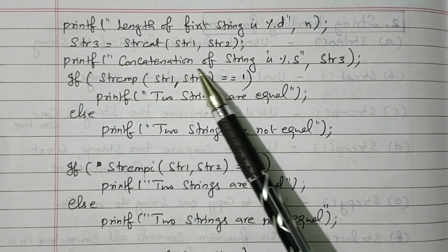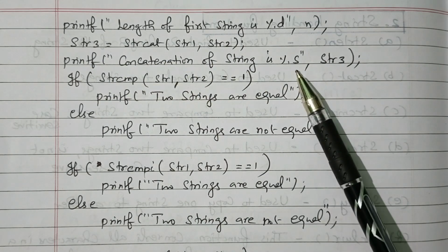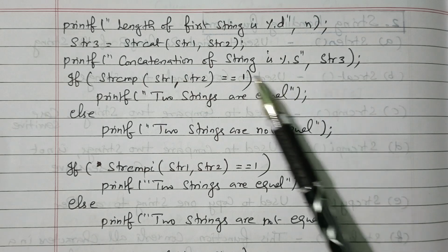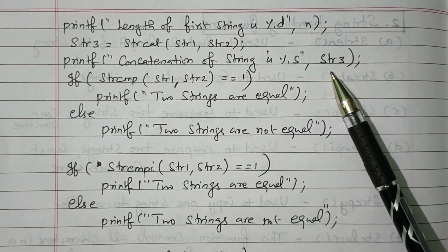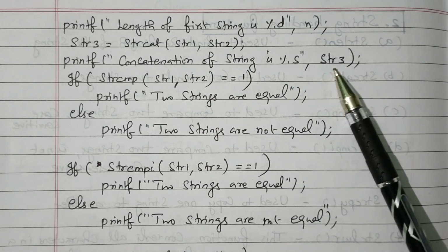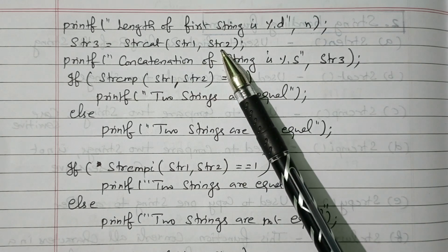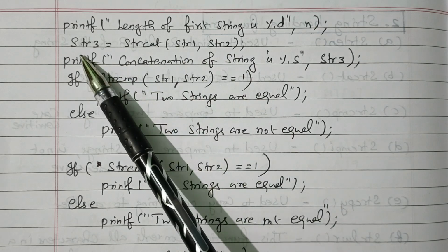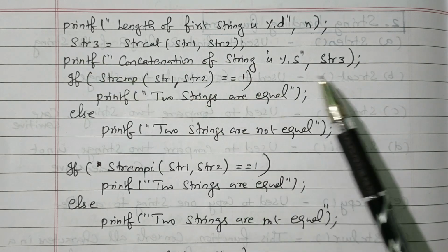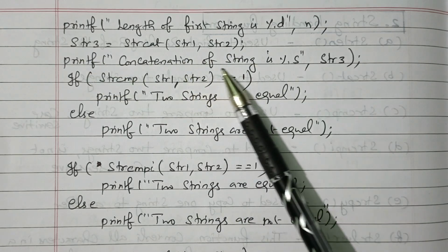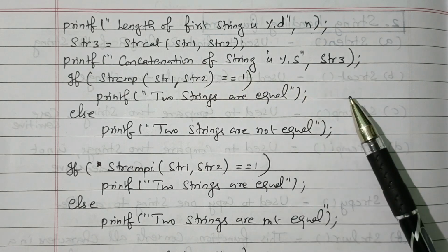Printf, concatenation of string is str3. So immediately we printed the concatenated string. For example, str1 contains welcome, str2 contains today, which means both are added. Welcome today is stored in str3 and printed. Concatenation of string is welcome today, right?